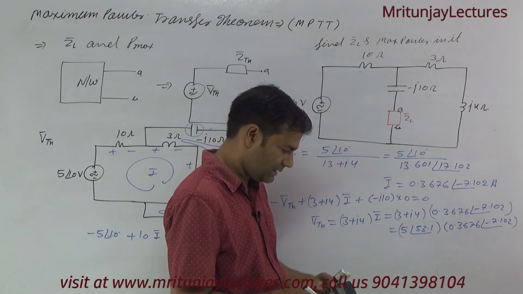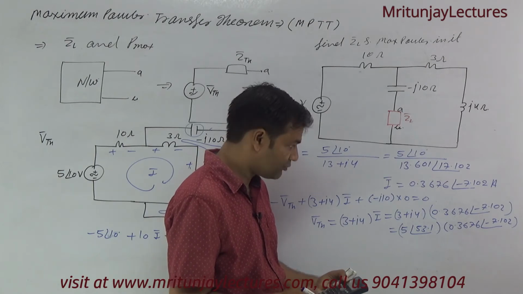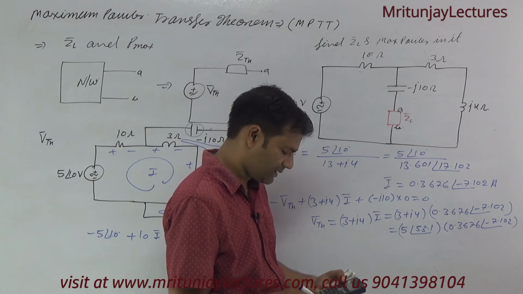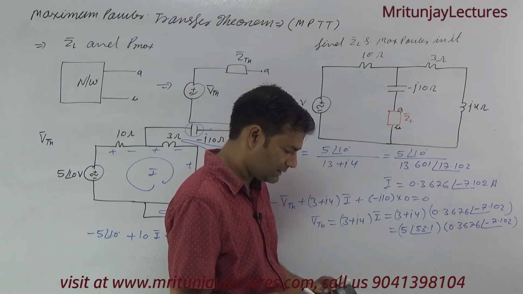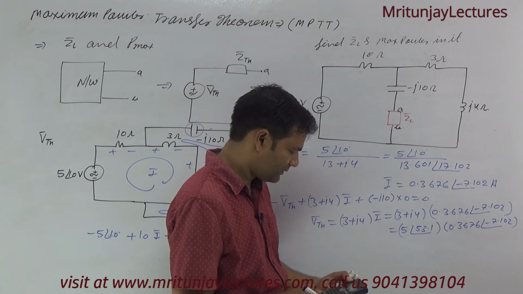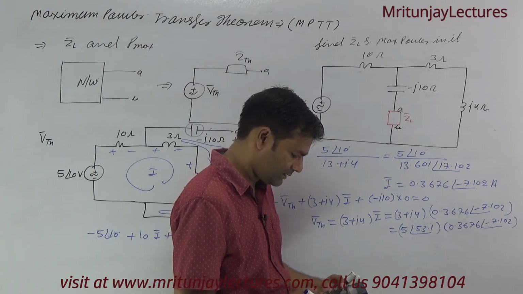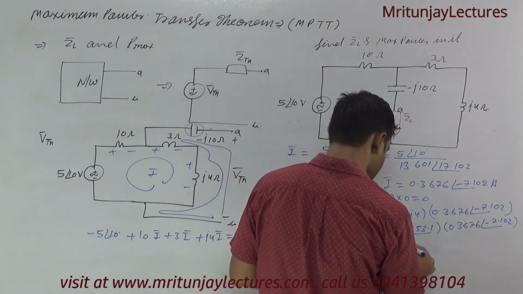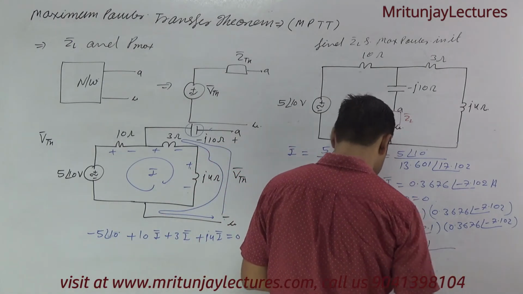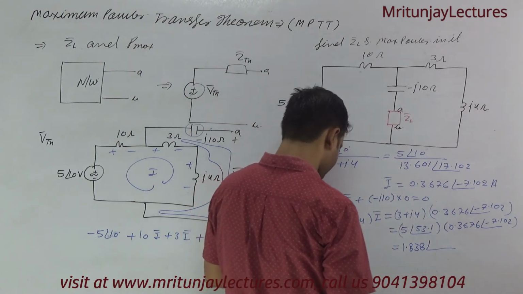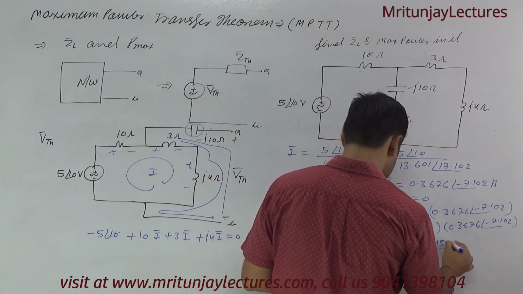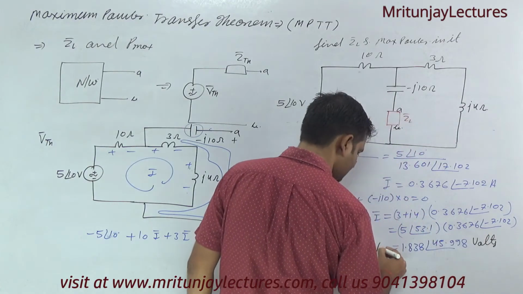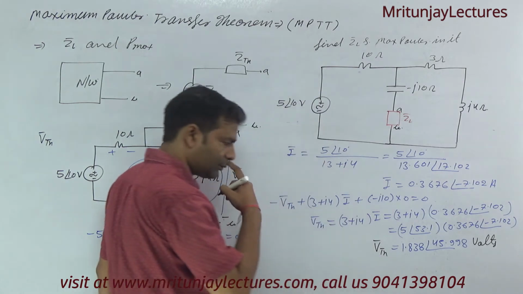0.3676 at the angle minus 7.102 into 5 at the angle 53.1. So finally we got 1.838 at the angle 45.998. This is the final answer, that is VTH. So clear? Now our next target is ZTH.